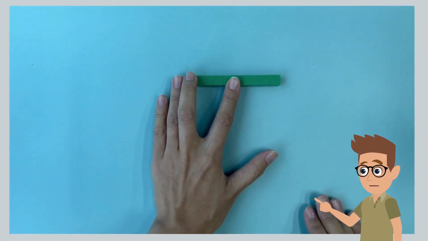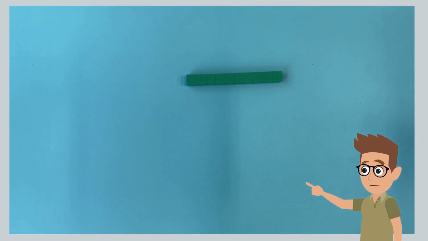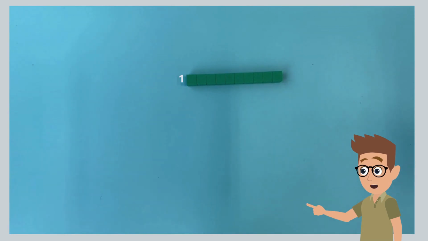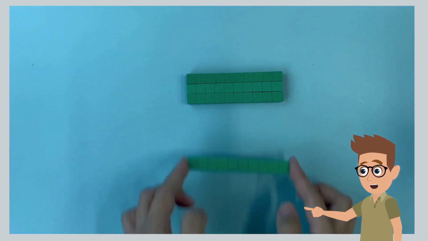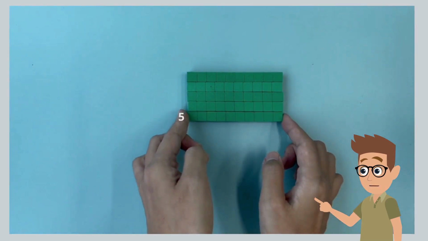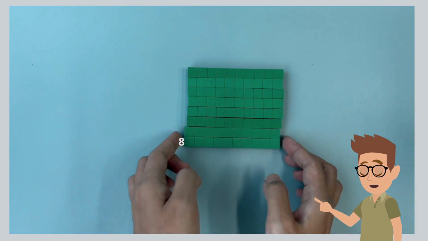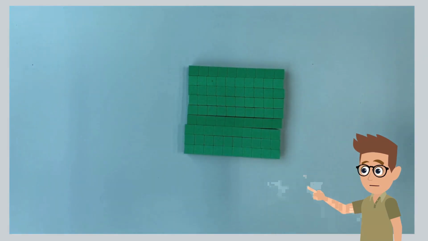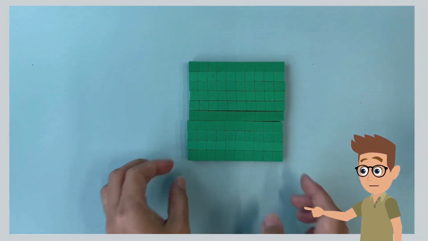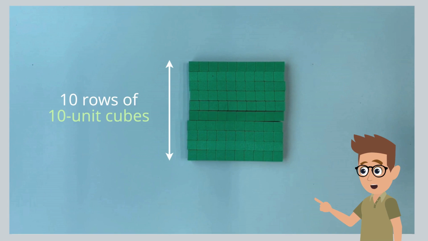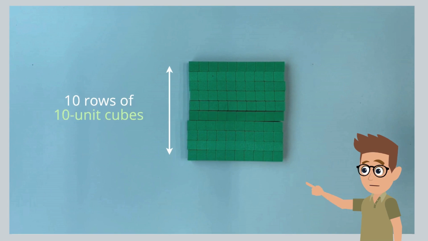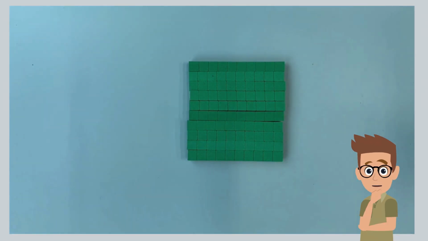Next, let's form 10 rows of 10 unit cubes. There are 10 rows of 10 unit cubes. How many unit cubes are there in total? Pause and discuss with your friends.